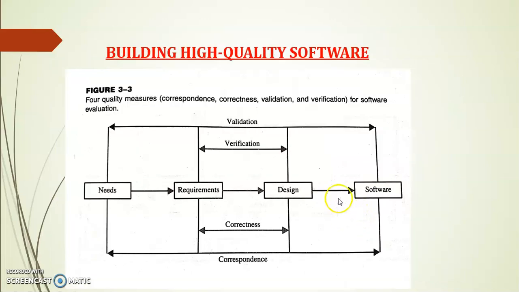These are the four quality measures for building high quality softwares, that are validation, verification, correctness, and correspondence. Verification starts after the requirements are finalized and ends with design, but validation always starts as the problem statement is given till the software is completed. Correctness is a measure of verification, and correspondence is a measure of validation.